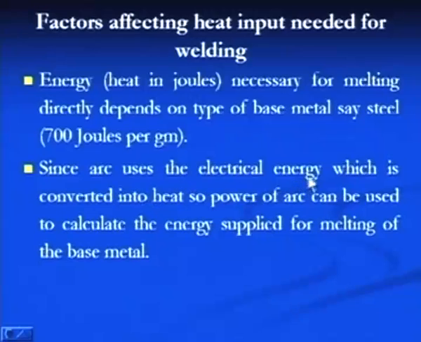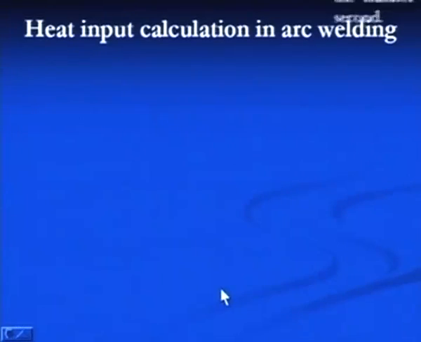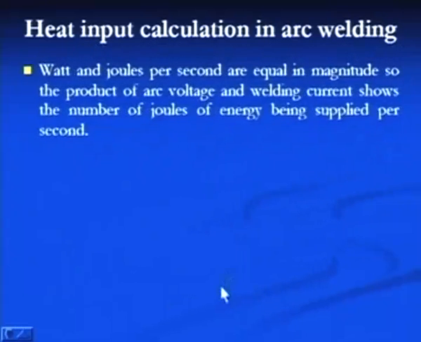Since arc uses electrical energy which is converted into the heat, so the power of the arc can be used to calculate the energy being supplied in arc welding for melting of the base metal. And the power of the arc is given by the product of V into I, that is the arc voltage and arc current, shows the rate at which energy is supplied in welding. Then heat input can be calculated in terms of the watt or joules per second, both are equal in magnitude. So, the product of the arc voltage and the welding current shows the number of joules of energy being supplied per second.